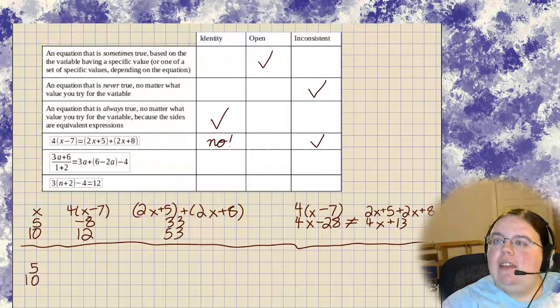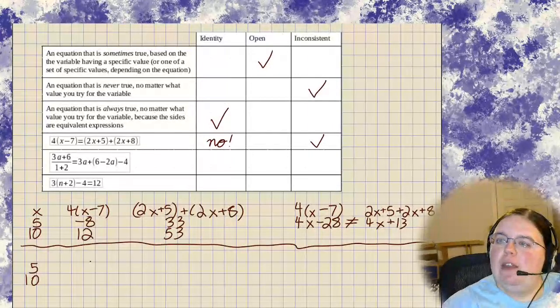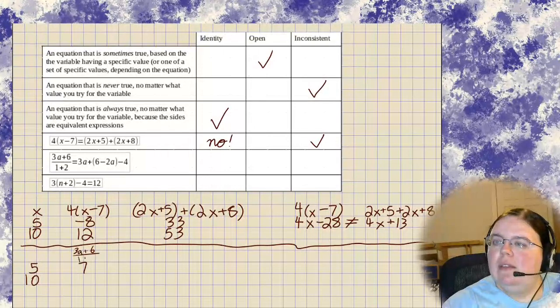So let's see. 3 times 5 is 15. 15 plus 6 is 21. And then 1 plus 2 is 3, so 21 divided by 3 is 7. Now we also need to consider the right-hand side.